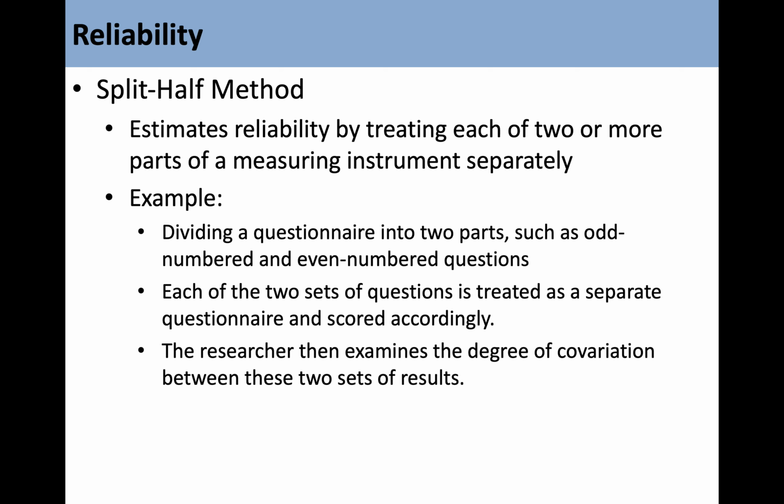Split half method estimates reliability by treating each of two or more parts of a measuring instrument separately. An example is dividing a questionnaire into two parts, such as odd numbered and even numbered questions. Each of the two sets of questions is treated as a separate questionnaire and scored accordingly. The researcher then examines the degree of covariation between these two sets of results.